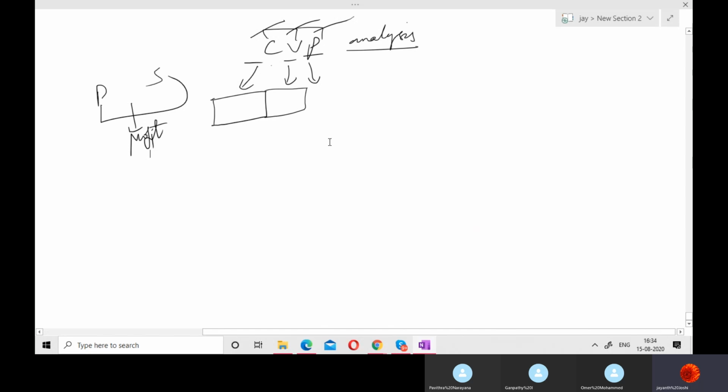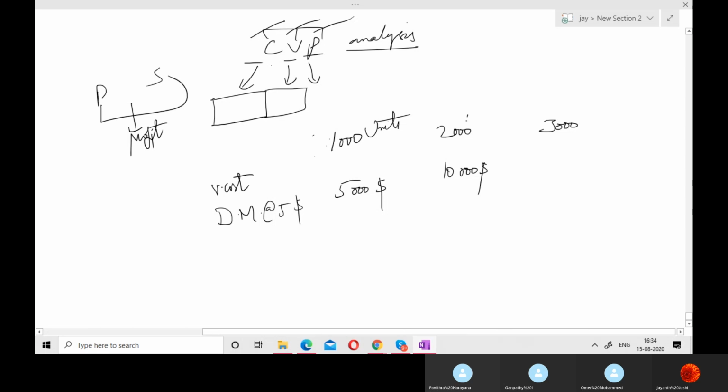Whatever the activity level I have, suppose I am doing an activity at 1000 units or 2000 units or 3000 units. In part 1 I've already done the budgeting chapter. In that we have already seen a flexible budget, and I've already explained this concept. Again I'm repeating. Variable costs are many things. Suppose I take direct material at the rate of $5. So for 1000 units you are going to shell out $5,000, then $10,000, and again here $15,000.